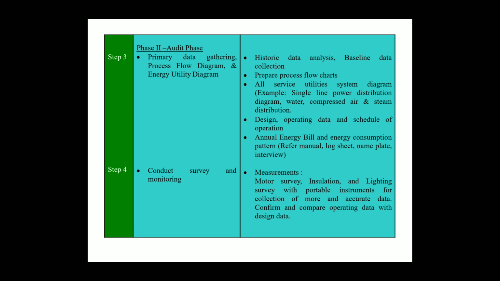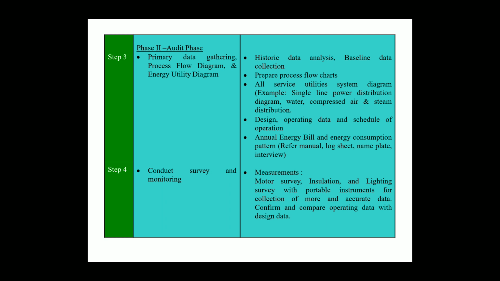Next, step 3, phase 2, the audit phase: primary data gathering, process flow diagram and energy utility diagram. The result is historic data analysis, baseline data collection, preparing process flow chart, all service utility system diagrams, for example single line power distribution diagram, water, compressed air and steam distribution. Then the design, operating data and schedule of operation. And the last, annual energy bill and the energy consumption pattern. These are the results of phase 2.